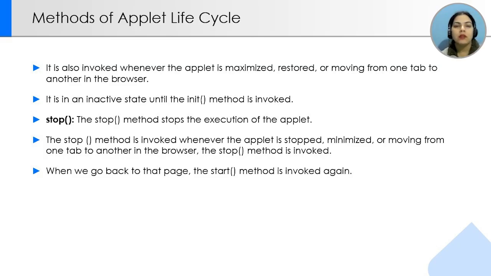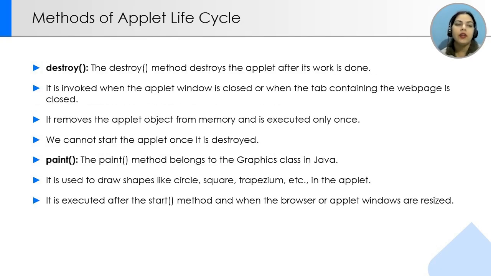In the same manner, a line is also given here that when we go back to the page that we refreshed or minimized, or when we were moving from one tab to another, the start method is invoked again. Because when we minimize, the stop method is called. But when we go to that minimized page again, that means when we maximize it, the page is again in active mode. So the start method will be invoked. So the start and stop methods are connected to each other.